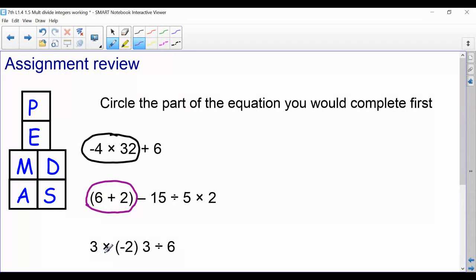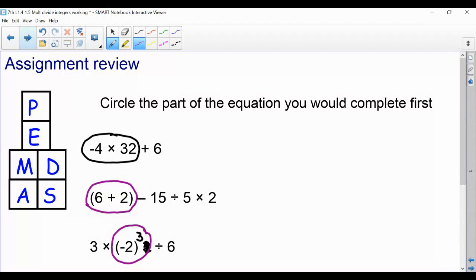The next one says 3 times -2. This is actually to the power of 3. The type didn't transfer over when I copied it. So 3 times (-2) to the power of 3, divided by 6. The first part is parentheses. There are no operations in these parentheses. They are in here because this is an exponent, which is next in our order. So this is the part that needs to be done first.